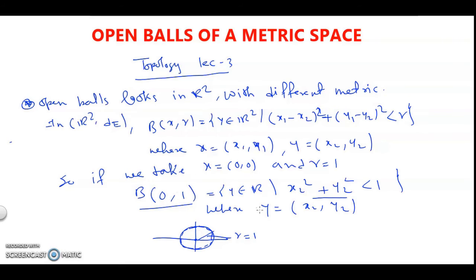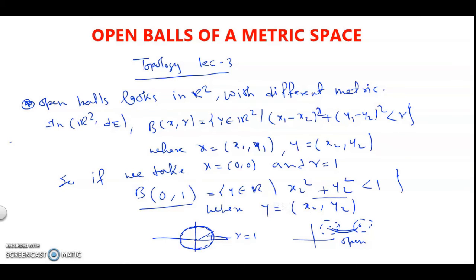So all the open sets in R2 with the Euclidean metric will be, suppose this one circle, and suppose this one circle, meaning both are open balls. Now this one is also an open set, this one is also an open set, and the union of both is also an open set, because we know every open set is a union of open balls, and all open balls are actually open sets. So you have understood how open balls look in R2 with the Euclidean metric.